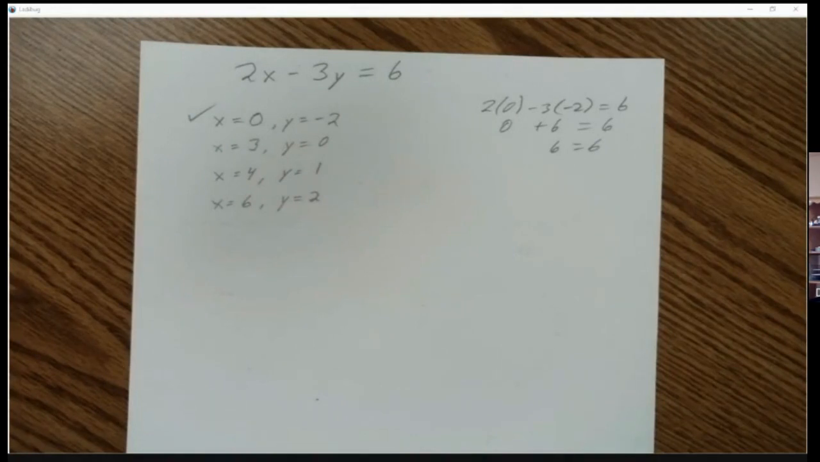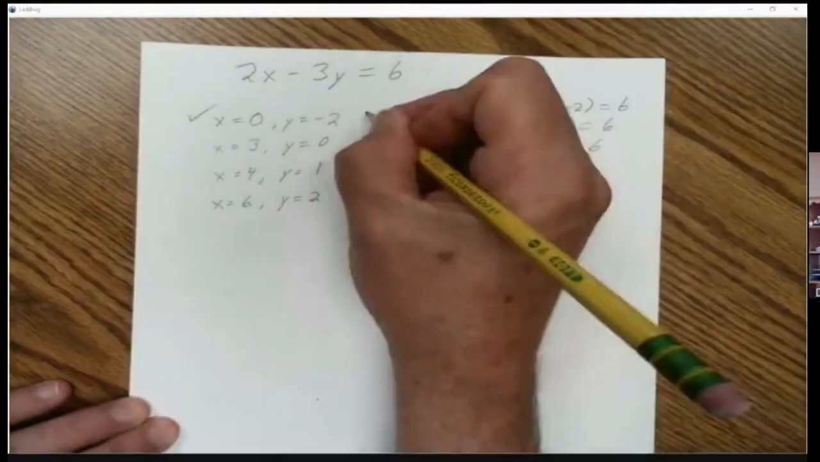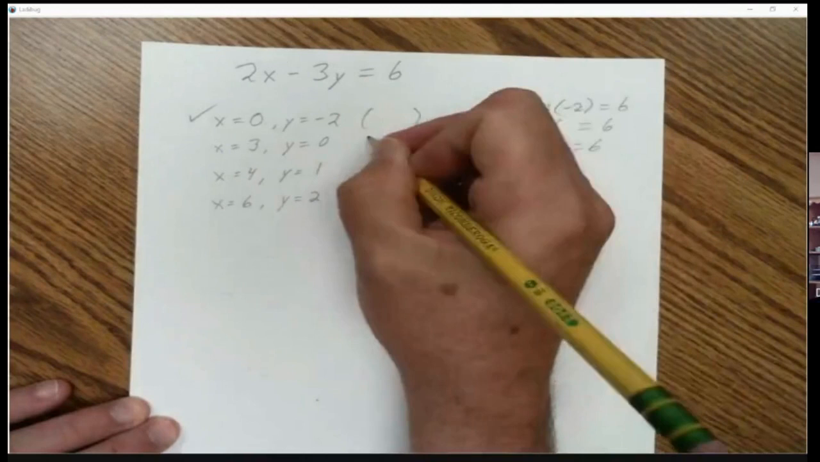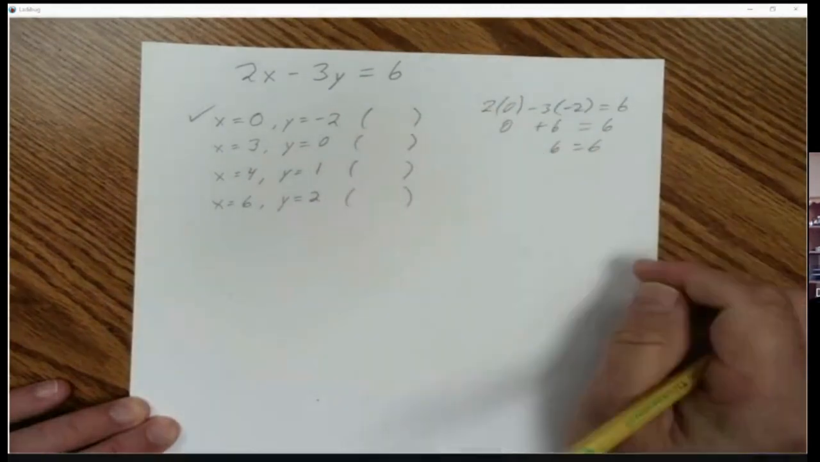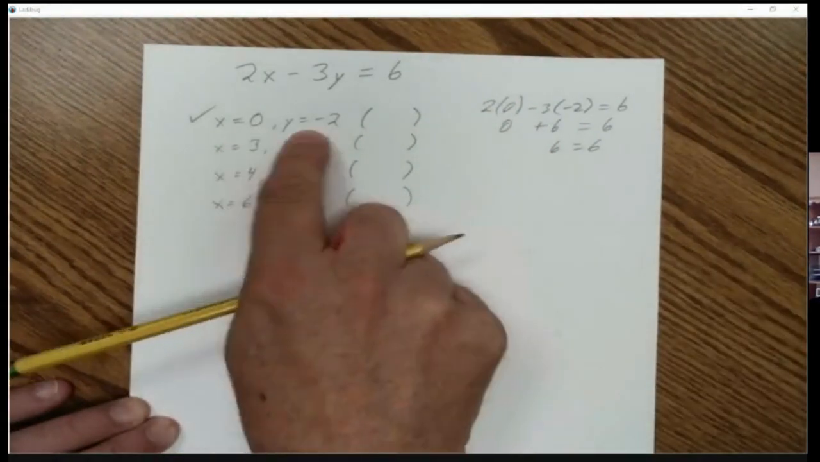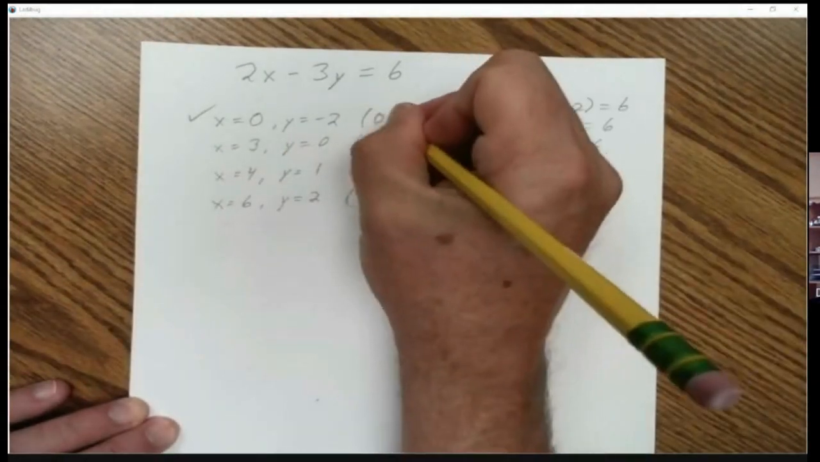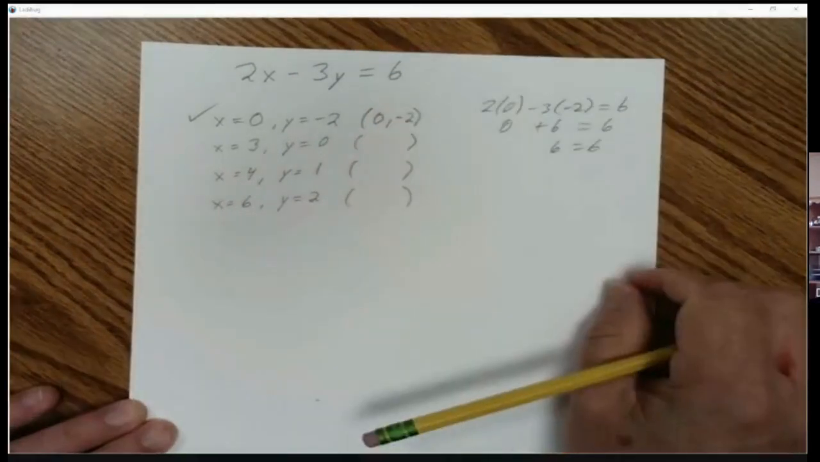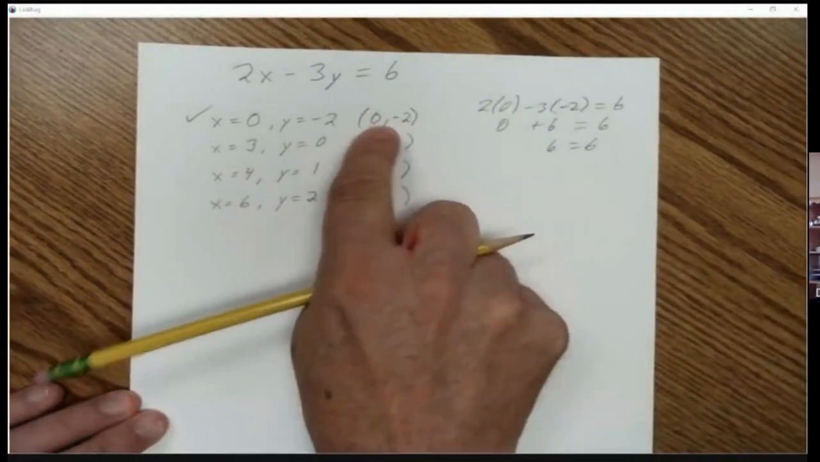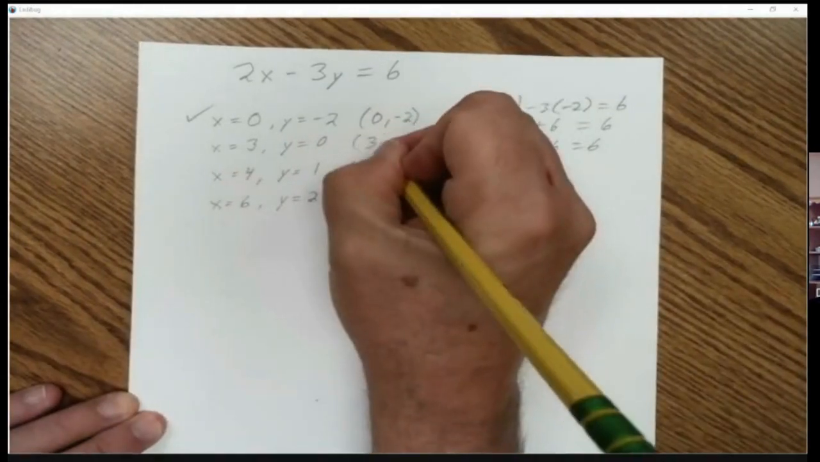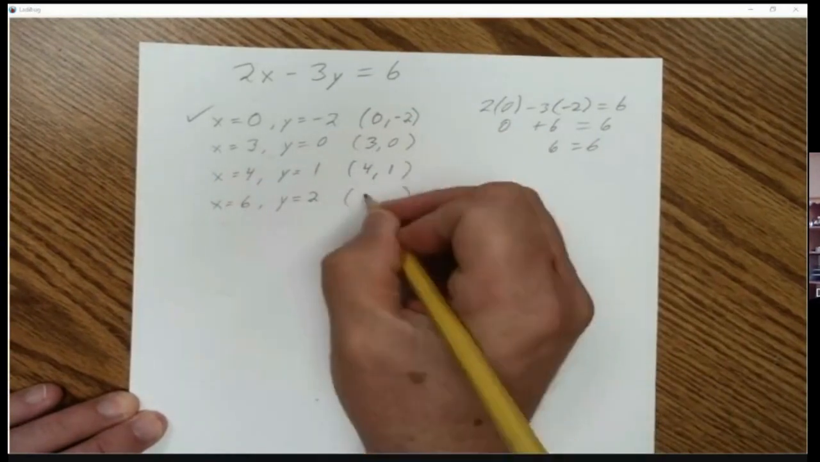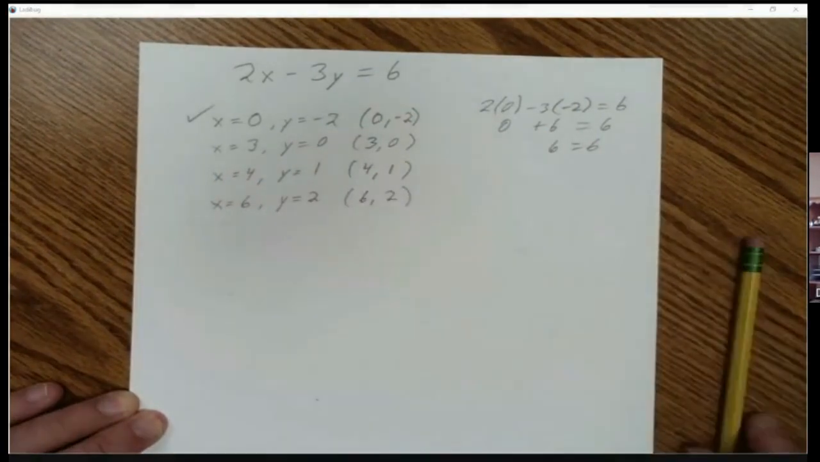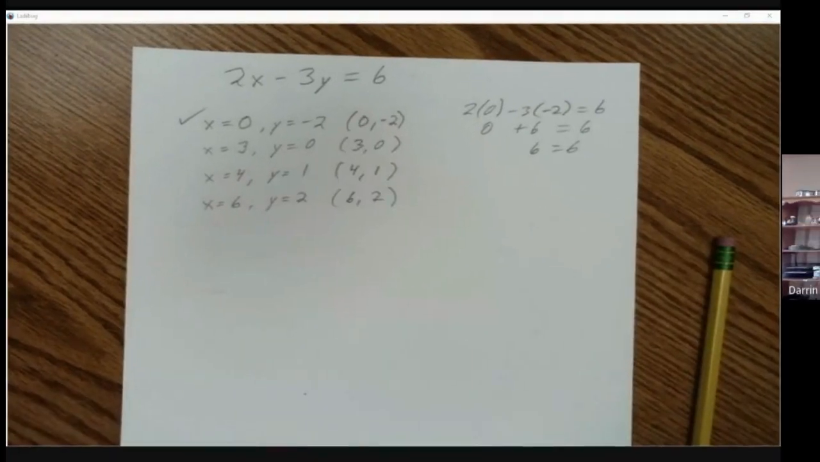So we could do the same thing with all 4 of those, and that would be finding the solution algebraically. But I said today we were going to talk about finding the solution graphically, and we can do this exact same thing if we just make these points and graph this problem. So if x is 0 and y is -2, that is the point (0, -2), right? The x is 0 and the y is -2. So this would be the point (3, 0). This would be the point (4, 1) and (6, 2). All right, so I can make all those points and then we can graph it.